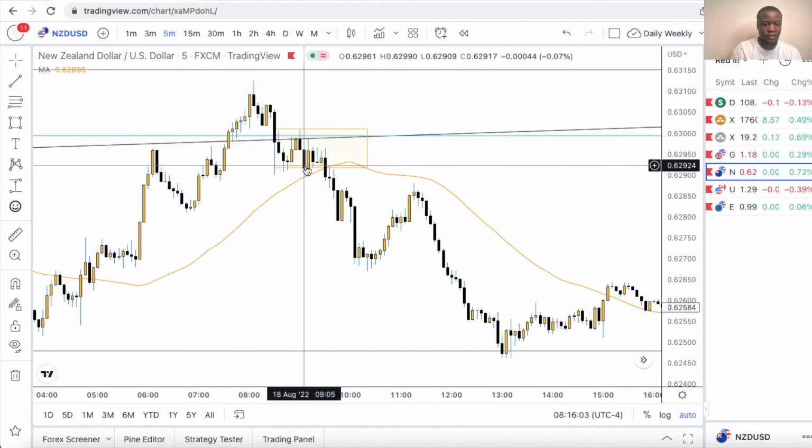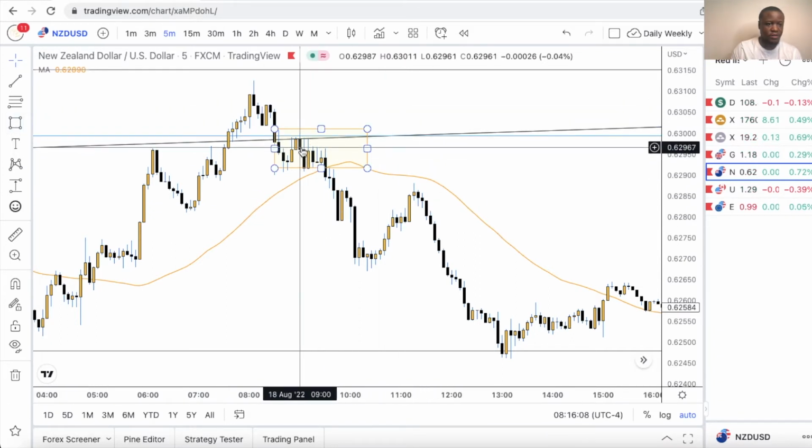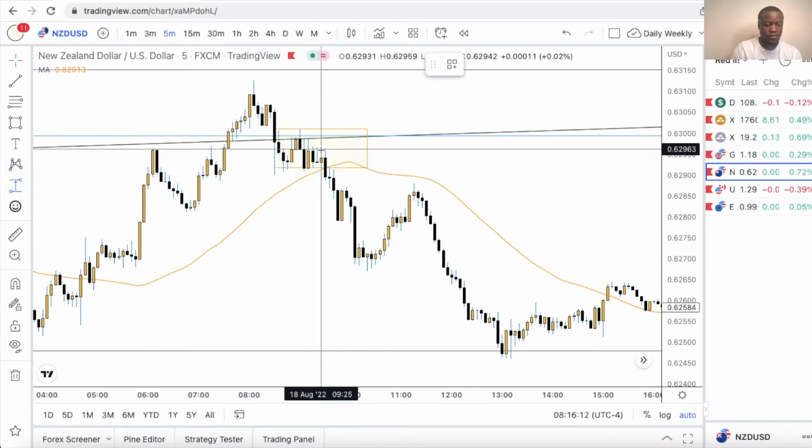And as you can see, right after that, it pulled back a little, and that's fine because our stop would be up here. How many pips would that be? Give or take.